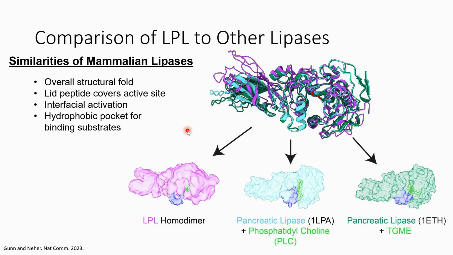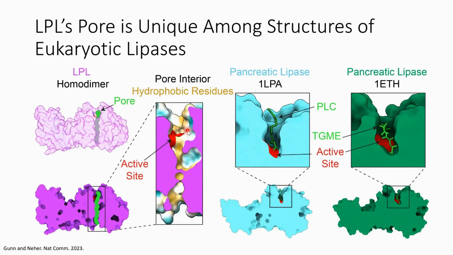So when we look at these two proteins and all the other structures of lipases that have been solved, we don't see that they have a similar hydrophobic pore. You can see that there is a pocket within which hydrophobic substrates can sit for these two structures of pancreatic lipase, and the active site is shown in red. But this does not look like what we're seeing in our structure of LPL, where the active site shown in red is actually adjacent to a hydrophobic pore that runs the entire length of the N-terminal of the protein.